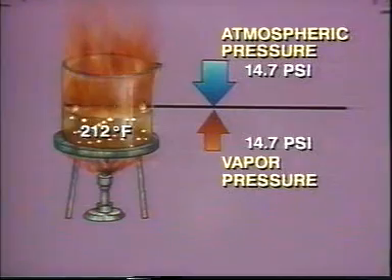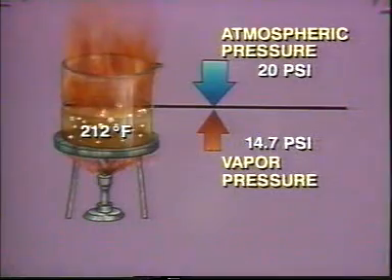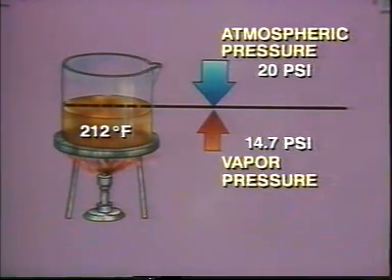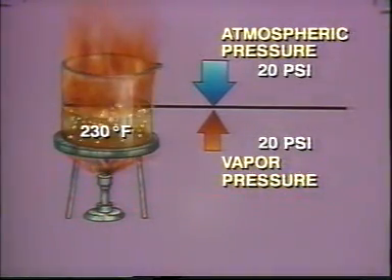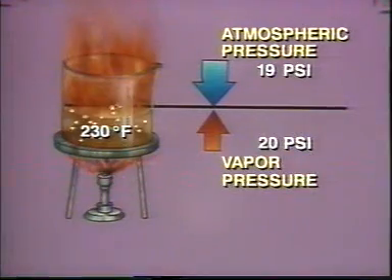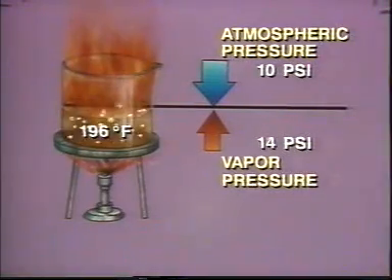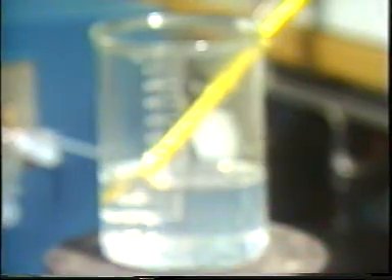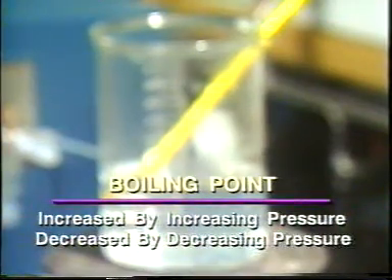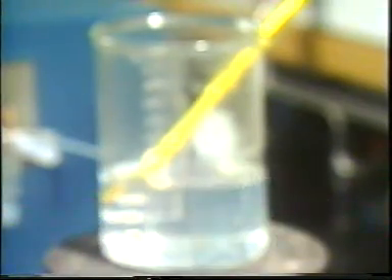the water boils. If the pressure against the water is increased to 20 pounds per square inch, the water will no longer boil at 212 degrees. More heat will be required to raise the vapor pressure of the water to 20 pounds per square inch, at which time boiling will again occur. Suppose the pressure against the water is reduced to 10 pounds per square inch. Now the water will boil at a temperature below 212 degrees. At this reduced pressure, less heat is needed to move water molecules into the vapor state. The important thing to remember is that the boiling point of a liquid can be increased by increasing pressure, or it can be decreased by decreasing this pressure.